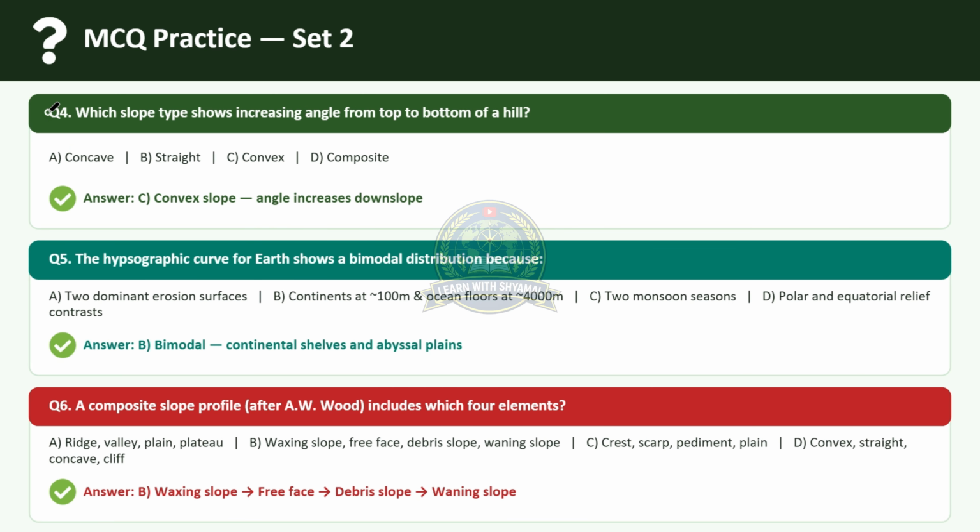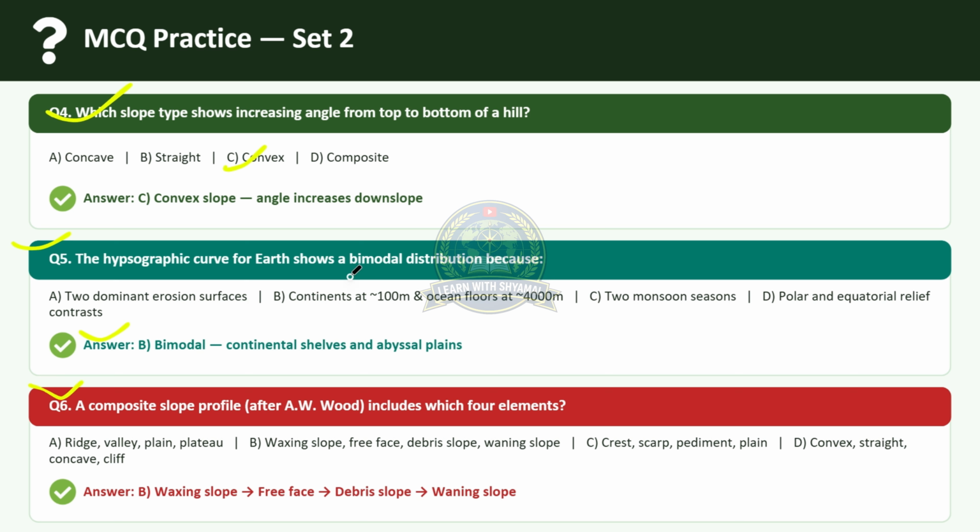MCQ again. Question number 4, which slope type shows increasing angle from top to bottom of a hill? Correct answer is option C, convex. Convex slope, angle increases downslope. Question number 5, the hypsographic curve for Earth shows a bimodal distribution because: correct answer is option B, bimodal, continental slopes and abyssal plains.